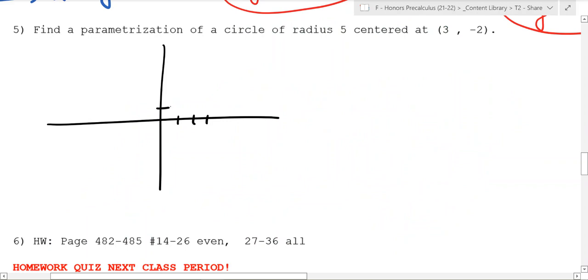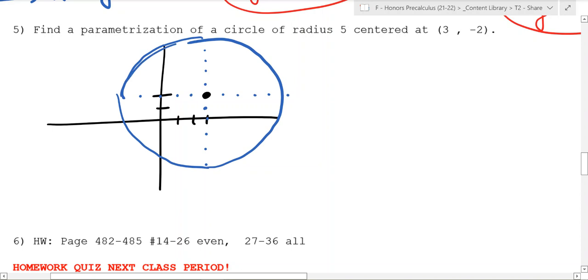So what about this? Find a parameterization of a circle of radius 5 centered at 3, negative 2. What does that look like? Well, 3, negative 2 is the center, right? It's got a radius of 5, so it goes down 1, 2, 3, 4, 5. It goes back 5, 1, 2, 3, 4, 5. And it goes up 5, 1, 2, 3, 4, 5. So we're connecting these points right here, so you have these arcs. So that's what you want.